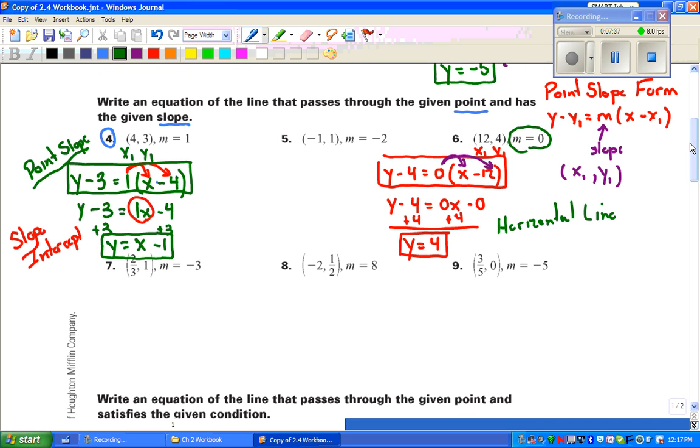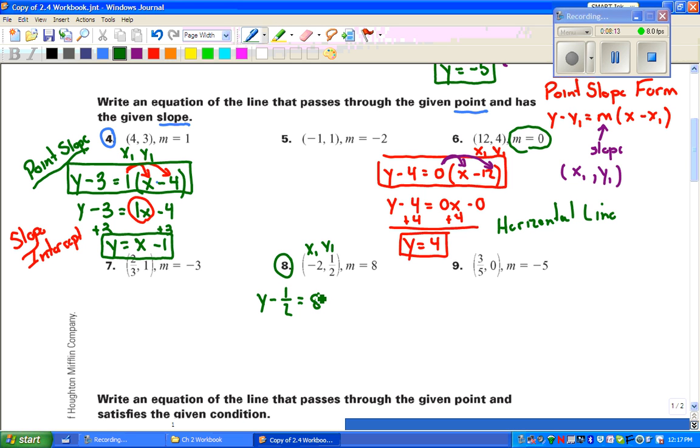Okay? All right, number 8. Let's take a look at number 8 here. All right, same idea. You're given a point, you're given a slope. All right, x1, y1, and you got your slope there. So, y minus negative 2. All right, and you see what I had to do there? Oh, I screwed that up. Sorry, guys. I'm going to erase this. What was I supposed to put in for my y1 value? I was supposed to put a 1/2, right?